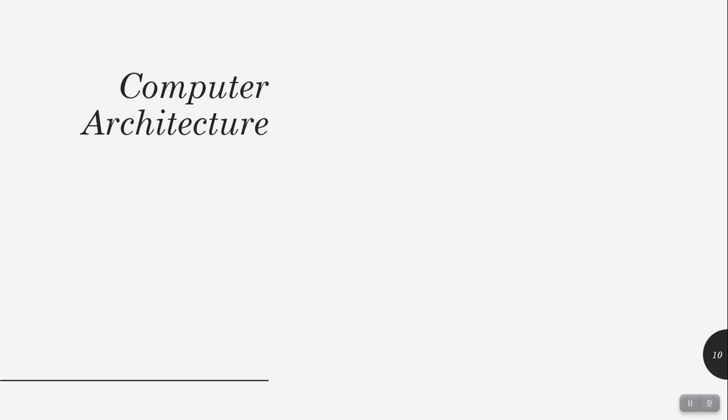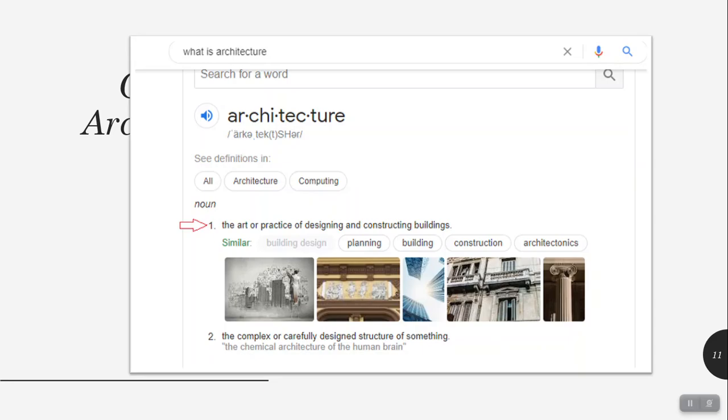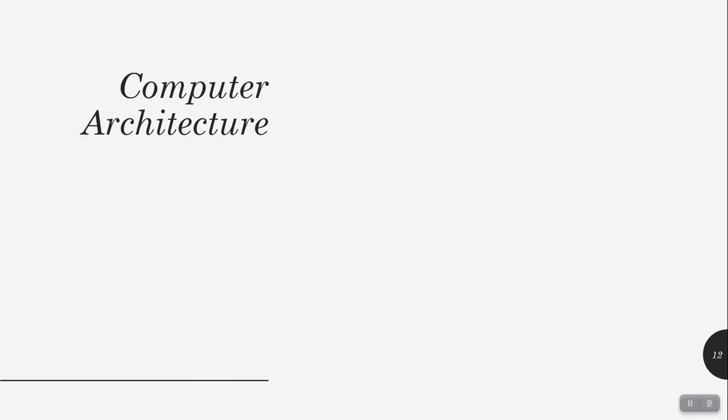So the user utilizes those resources from a computer in order for them to carry out the tasks that are assigned to them. So when we say architecture, as I searched through the internet, it says here that architecture is the art or practice of designing and constructing buildings. So if that's the case, computer architecture is all about the art of building the computer.